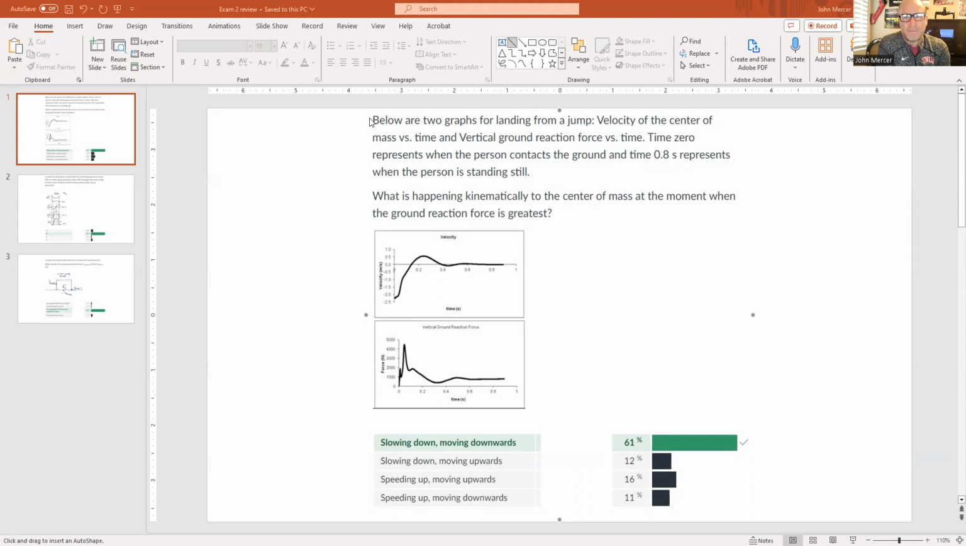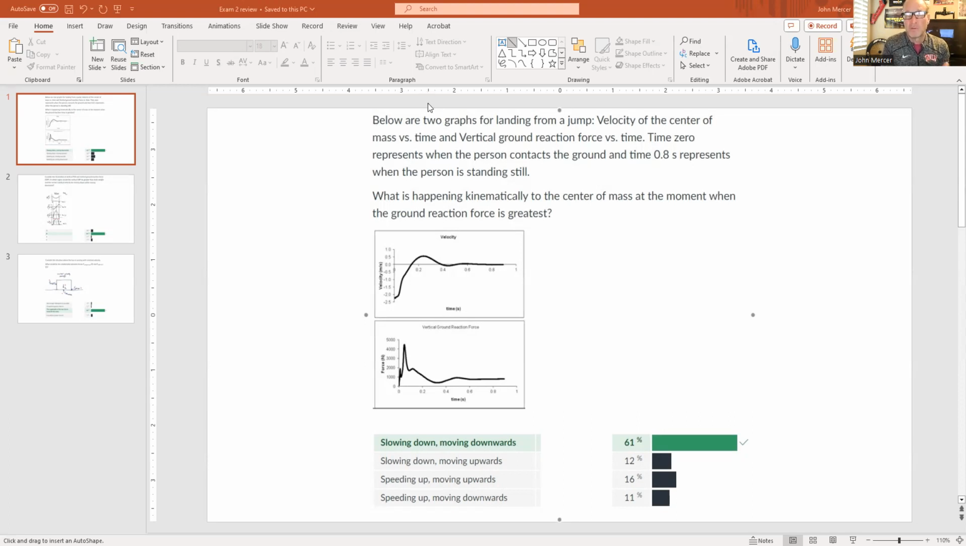So this is a very typical question that we'll see again on the final. And let me go through it and just give some strategies and some tips on how to answer this question. So below are two graphs for landing from a jump. Velocity of the center of mass versus time and vertical ground reaction force versus time are the two plots. Time zero represents when the person contacts the ground, and time 0.8 seconds represents when the person is standing still. So I've got to give you all that text so you understand the context of the movement and some of the important characteristics of the graph.